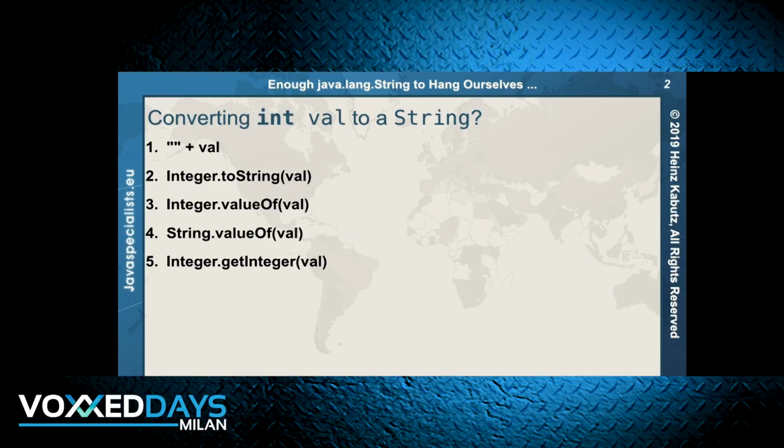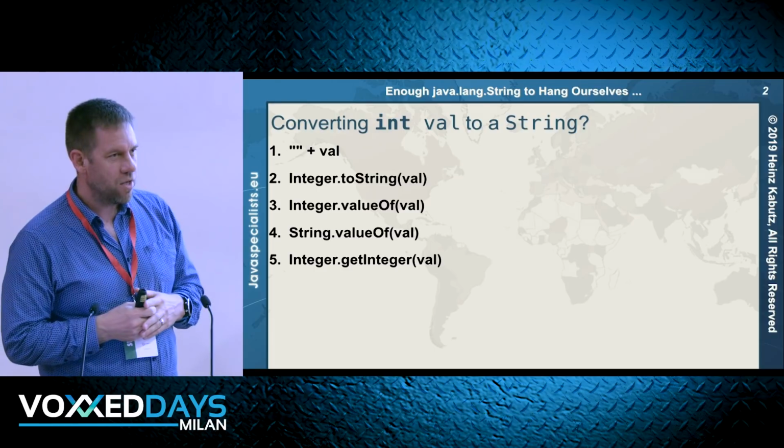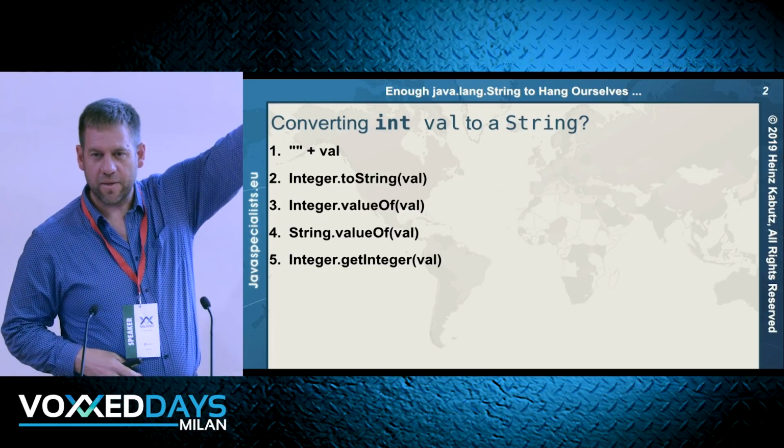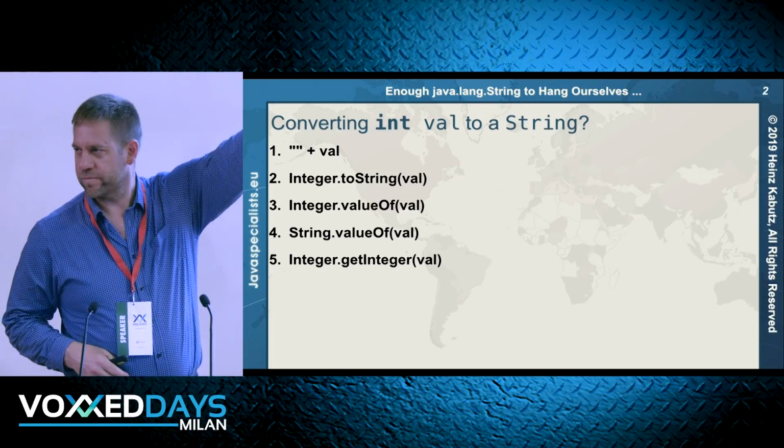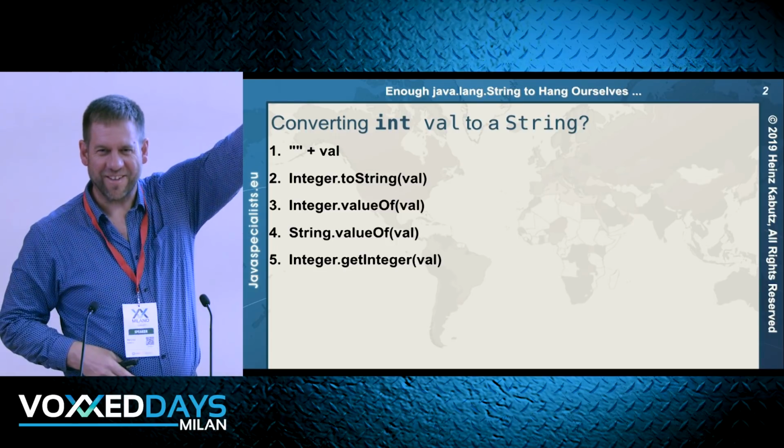So one way is you can just do the lazy way, double quotes plus the val, which of course you should never do because you shouldn't be lazy as a programmer. The other ones are Integer.toString, Integer.valueOf, String.valueOf, and Integer.getInteger. So who says the first is the fastest way? Let's say Java 12. Let's take Java 12. Why not? Have you used Java 12?